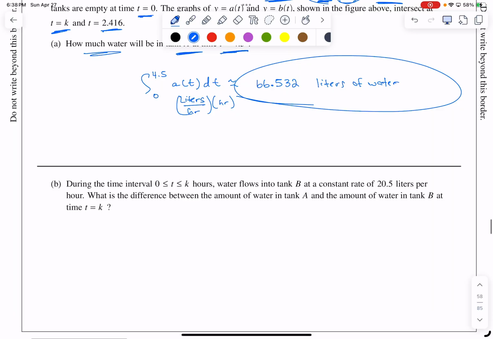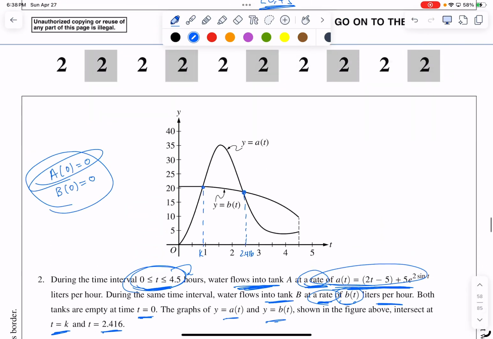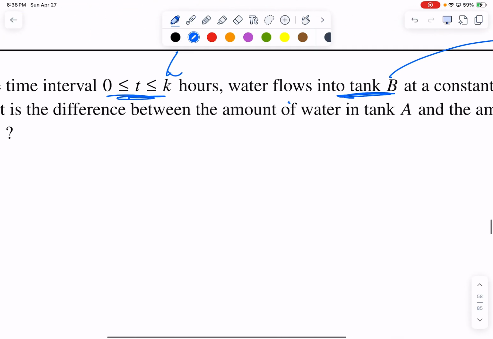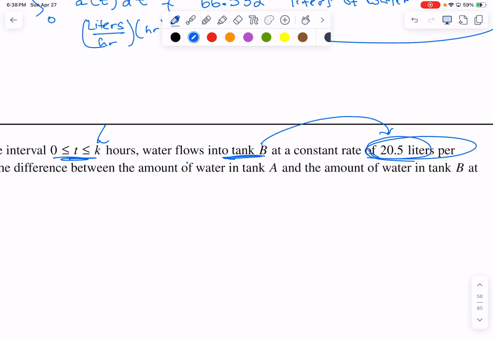During the time interval from 0 to K, now we're going to have to figure out what K is. Water flows into tank B at a constant rate. Now look at B. Do you see how up to the point K, look at B of T. What does it look like? It's a straight horizontal line. So B of T is really a piecewise function. It's a straight horizontal line up to K, and then after K it goes like that.